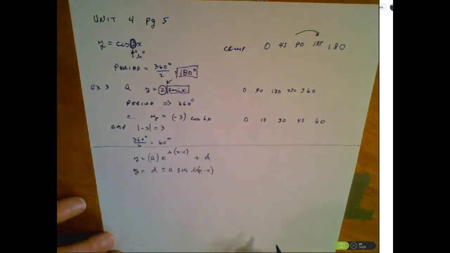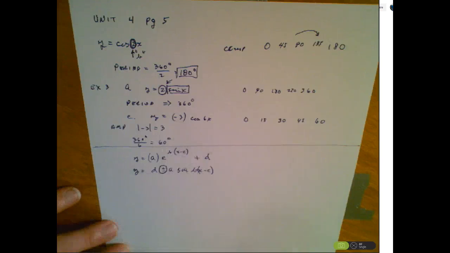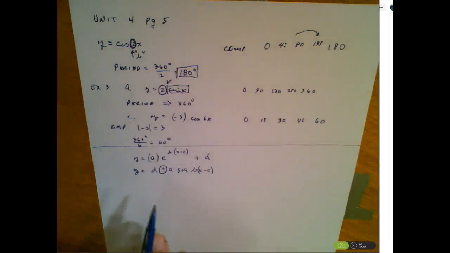Now, the first examples don't deal with a shift to the right or shift to the left. And when you really think about it, do we really need the plus or minus? Because a could be a positive number or a could be a negative number. So when a is positive, we're not going to get a reflection. We're going to get what we call the normal curve. And then we're going to get the reverse curve when a is negative.